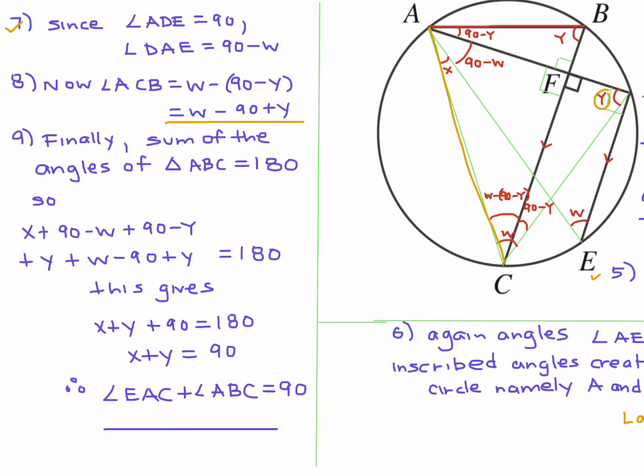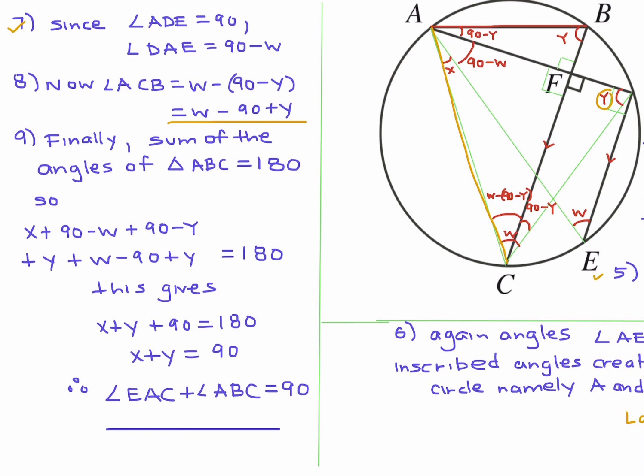And then finally, we can add all the angles of triangle ABC. And I think I've labeled everything in that triangle, and I've described why everything is labeled as such. Correct? And the sum of the angles of ABC, of course, are 180, and those are X, this guy right here, 90 minus W, 90 minus Y, Y, and finally W minus 90 minus Y, those angles. And they all equal 180. And when you simplify and collect like terms, it'll get down to there, X plus Y plus 90 is 180, and then bring the 90 over to the other side, and there you go.